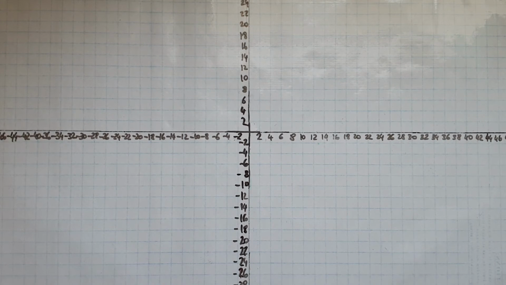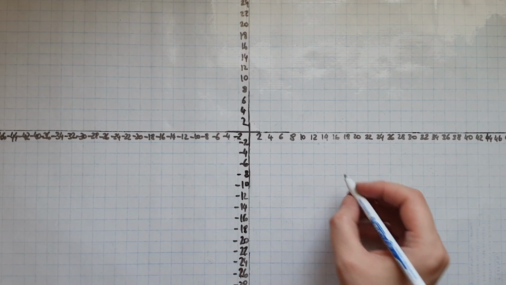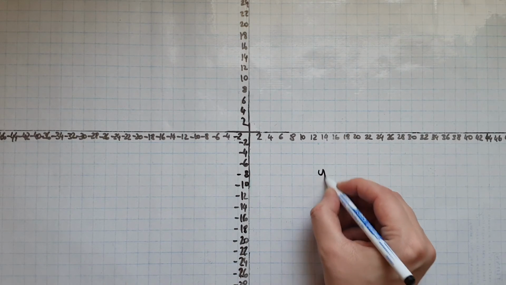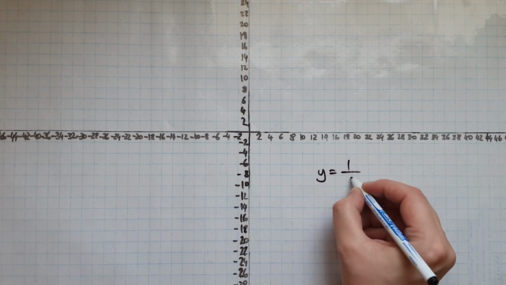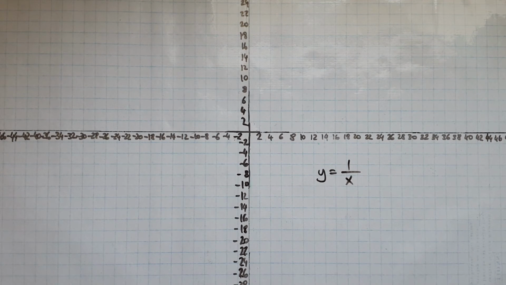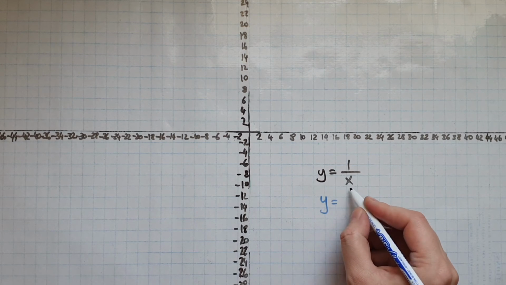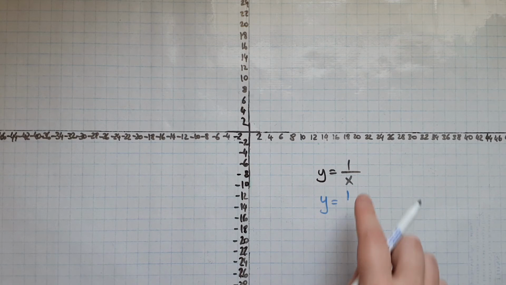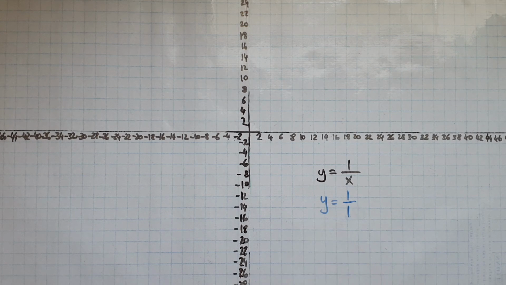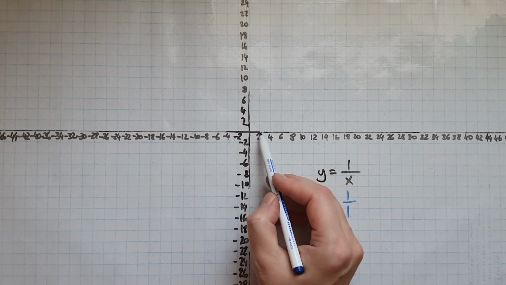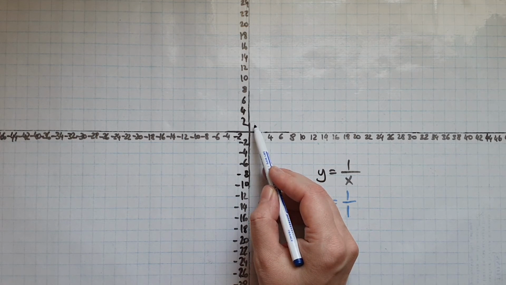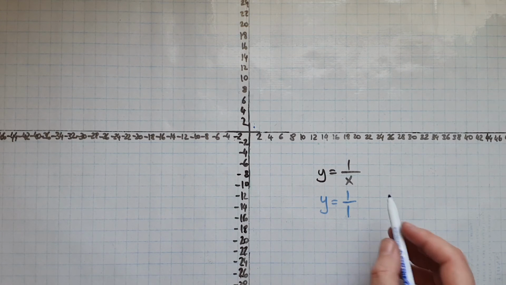Now we'll look at some reciprocal functions. So reciprocal, y equals 1 over x. That's what the equation of reciprocal looks like. So y equals 1 over 1 when x is equal to 1, and that gives us 1. So 1, 1 would be a point.